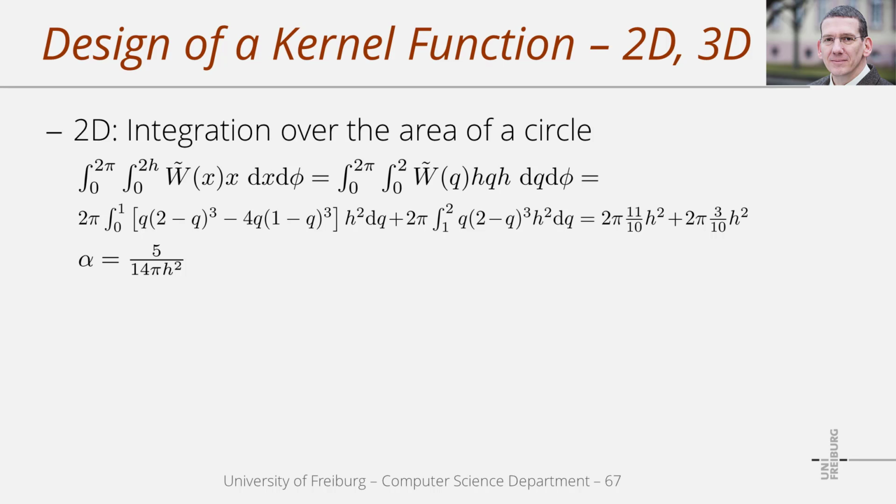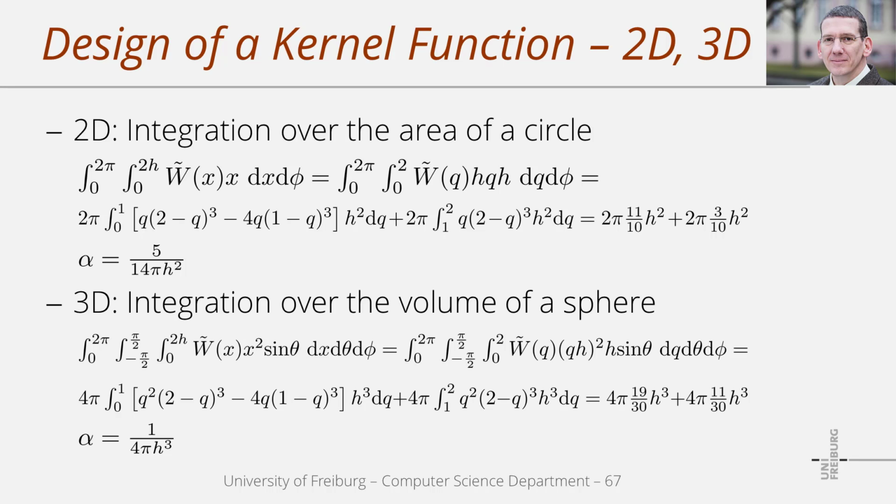2D cubic spline. The same steps are applied in the 3D case, where we integrate the non-normalized kernel function over the volume of a sphere with radius 2h. Again, we see the result of the respective integral, and 1 divided by the integral gives the normalization coefficient. So on this slide and on the previous slide, we have derived the normalization coefficients for the cubic spline kernel in 1D, 2D, and 3D. And we keep in mind that the normalization coefficient depends on the shape of the kernel and also on the dimensionality of our setting.